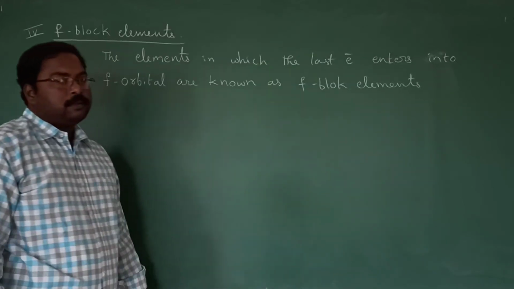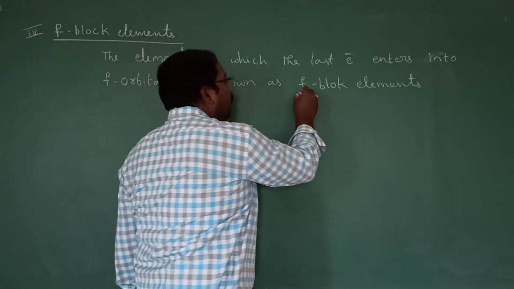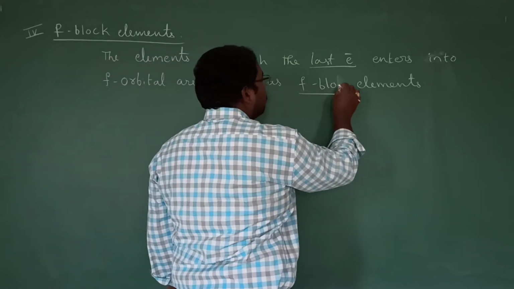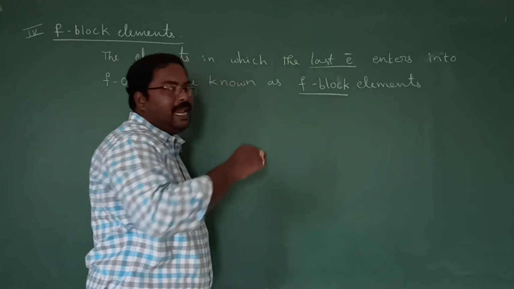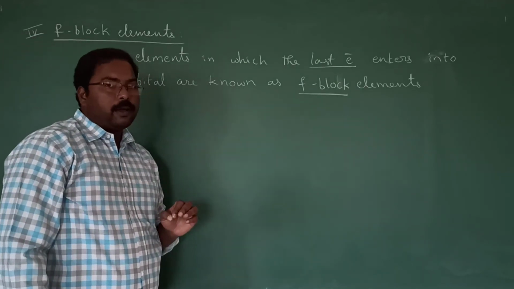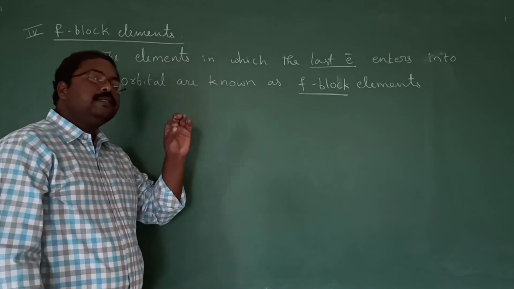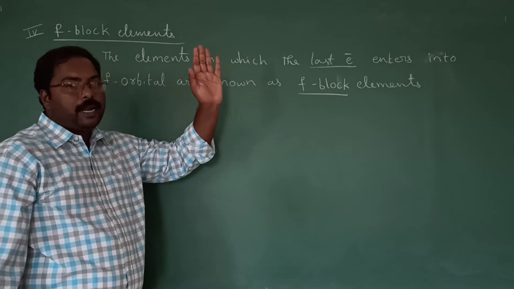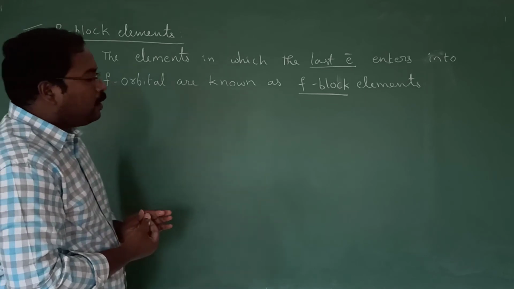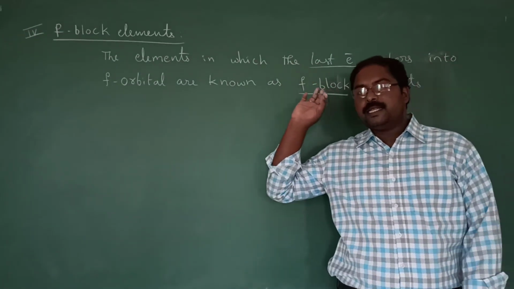Definition-wise we already discussed. F block elements means the last electron enters into the F orbital, so these are known as F block elements. Now, we know the position of F block is different from S block, P block and D block. So first note down the definition, and we will discuss clearly the location of F block elements in the periodic table.